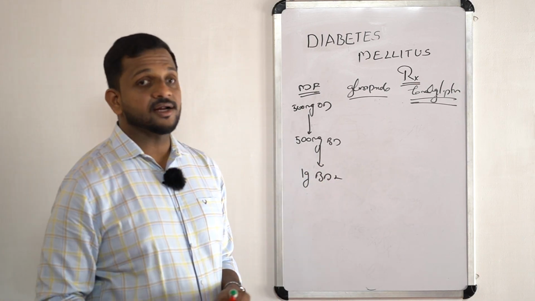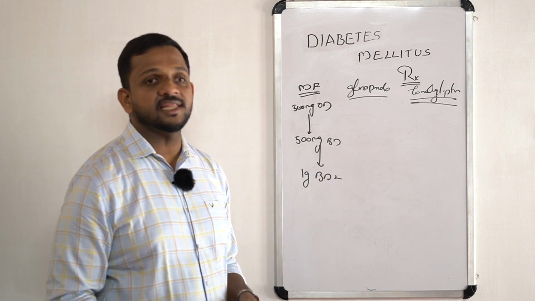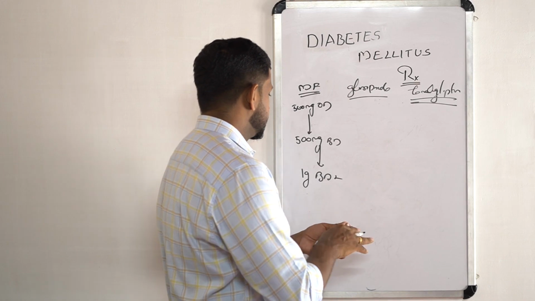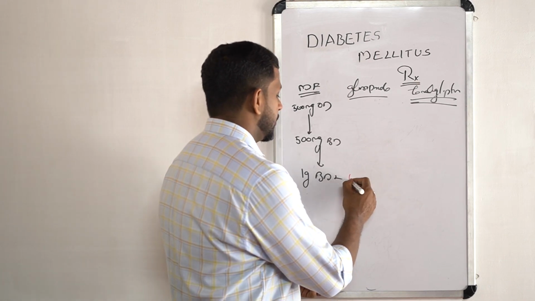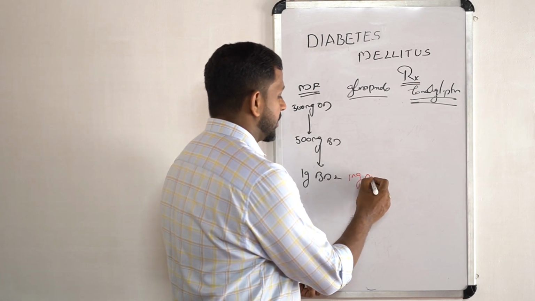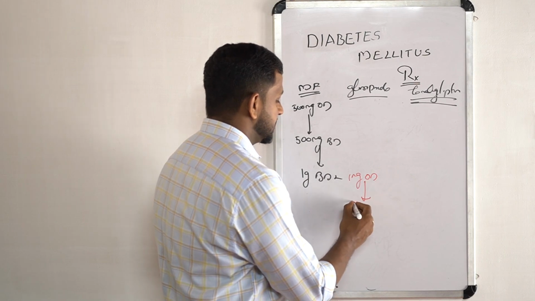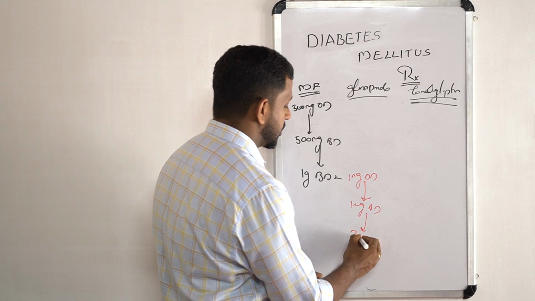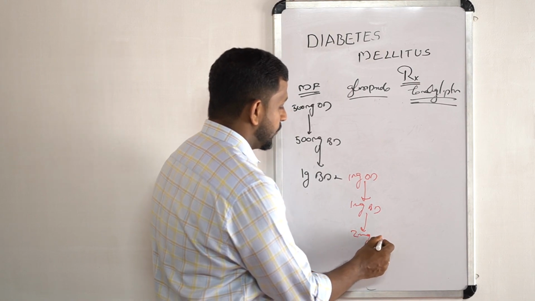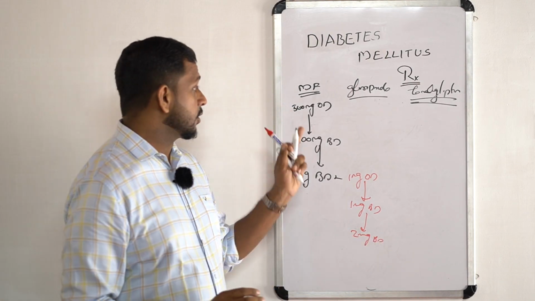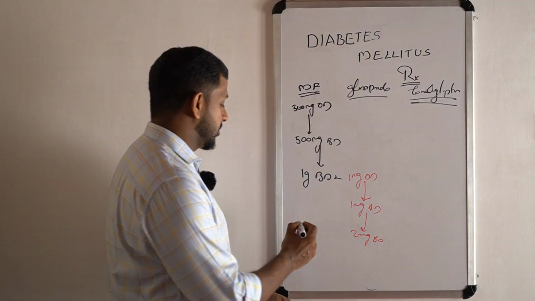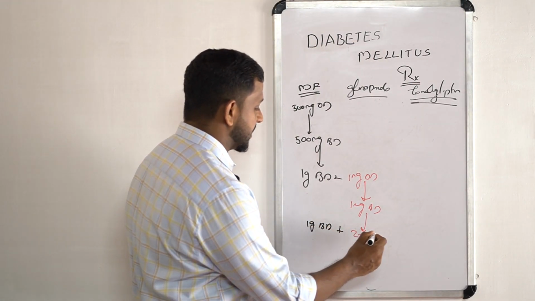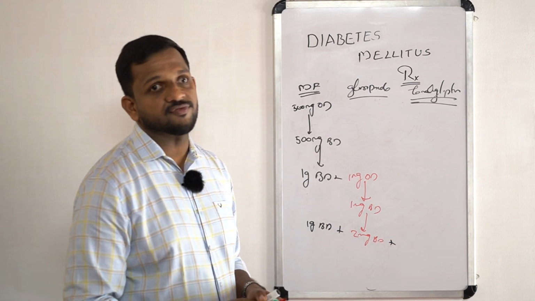If it is not getting controlled with 1 gram BD of metformin, then now we are selecting glimepiride. We will give glimepiride 1 mg OD, then 1 mg BD, and then 2 mg BD. While giving glimepiride, we are not stopping metformin. We will continue metformin, so it will be 1 gram BD of metformin plus 2 mg BD of glimepiride.